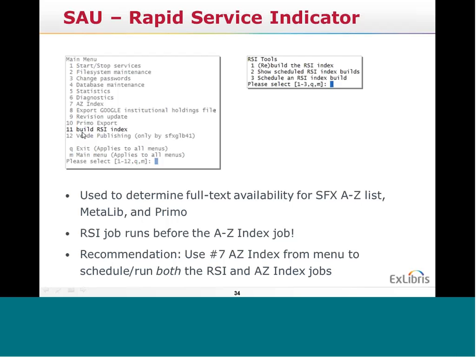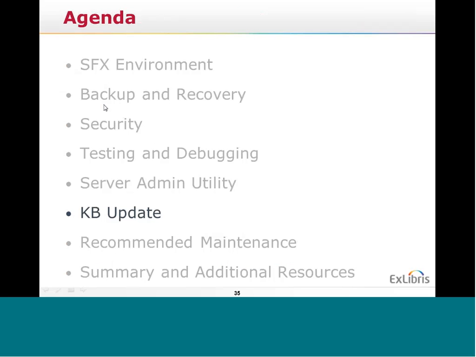In terms of scheduling though, you can schedule it from here, option number 11, or you can actually use option number 7 here, the A to Z index, and that will allow you to schedule not only the A to Z index job, but also the RSI index job as well. Along with the maintenance tasks that we just covered, there's a knowledge base or a KB update that happens on a weekly basis.